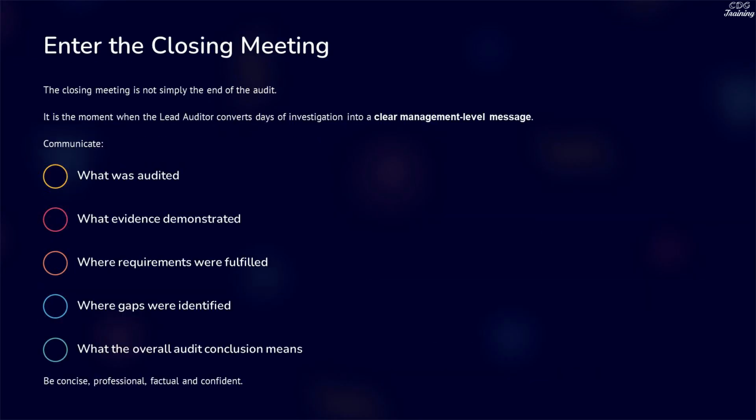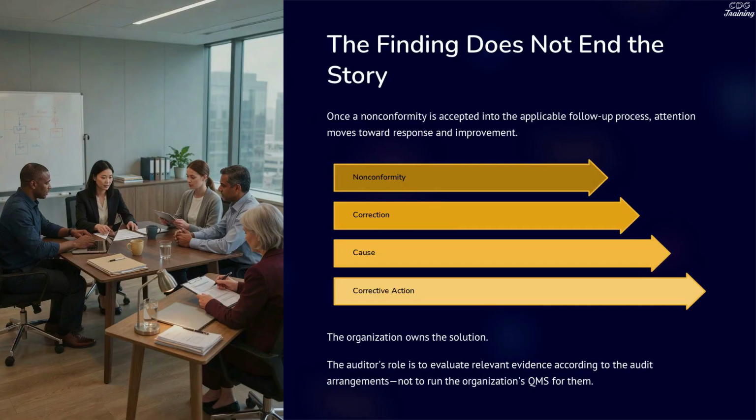The closing meeting is a pivotal moment where the audit's findings are communicated clearly and professionally. It's the culmination of the audit process. A nonconformity is just the beginning. The focus shifts to response and improvement, with the organization taking ownership of the solution.